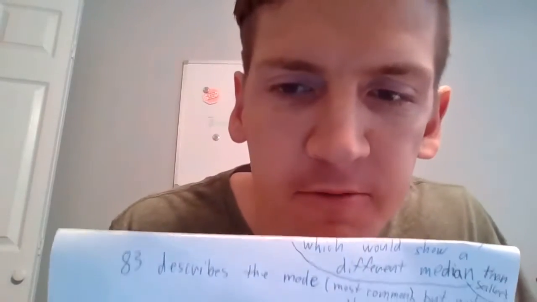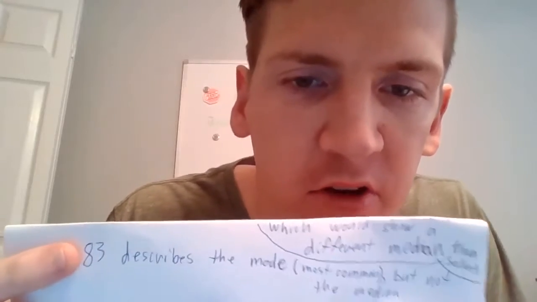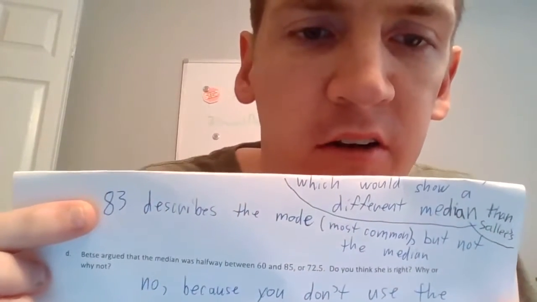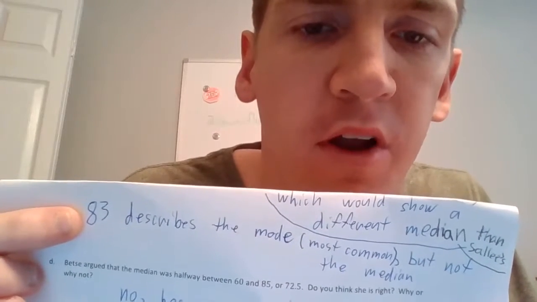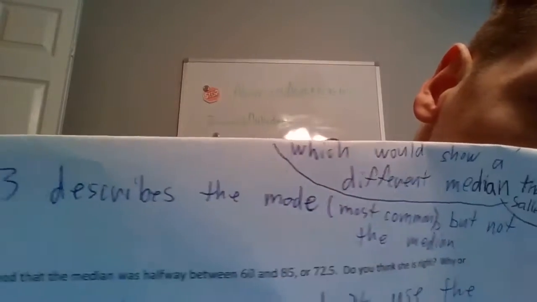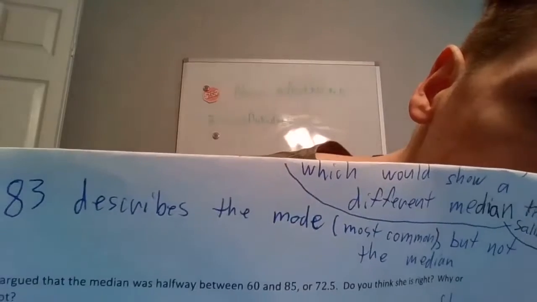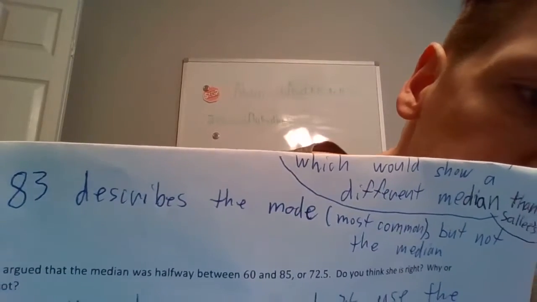So all I put on C is I said that 83 describes the mode, which in parentheses I put most common, but not the median. So that was C. So again, I said the 83 right here. Sorry about the lighting here. 83 describes the mode, which is the most common one, but not the median. Okay, there it is. A little better to see there. So there is part C.